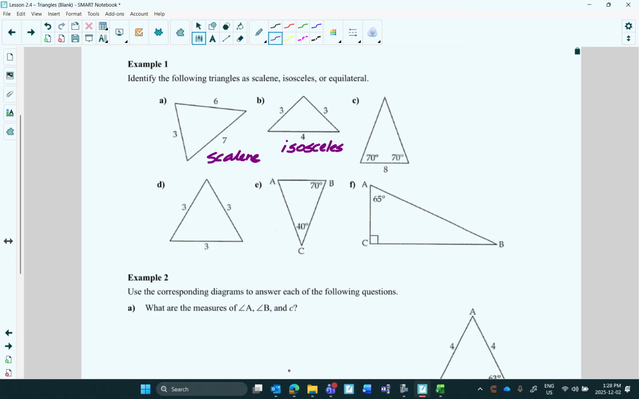Isn't the second one, the third one also isosceles? Yes. Because in an isosceles triangle, two of the sides are the same, as are two of the angles. So that would make these two the same. The fourth one, D, is equilateral. All the sides are the same, which means all the angles are going to be the same.